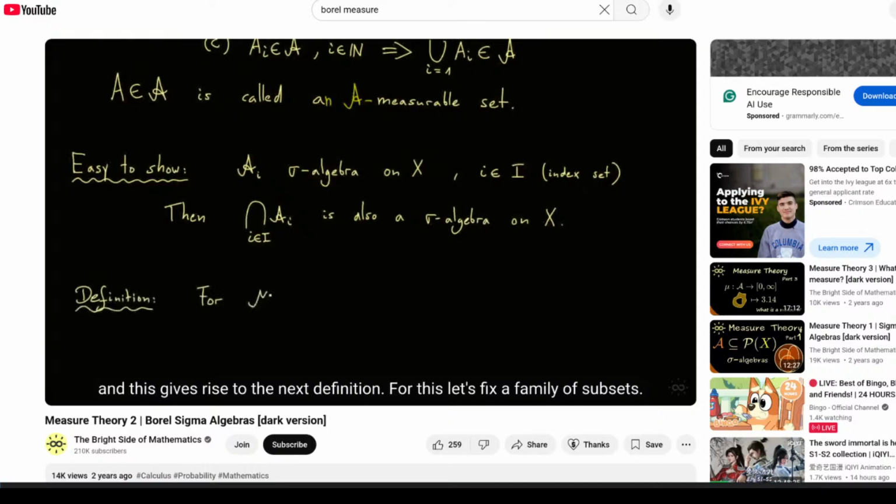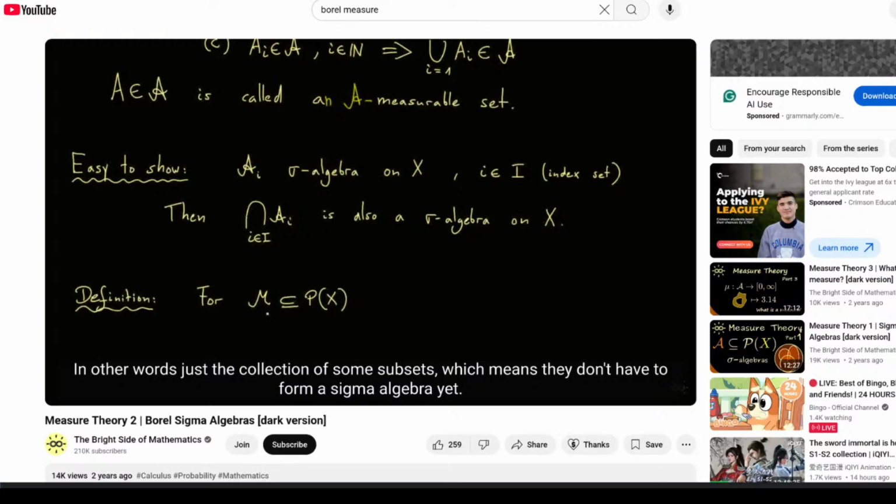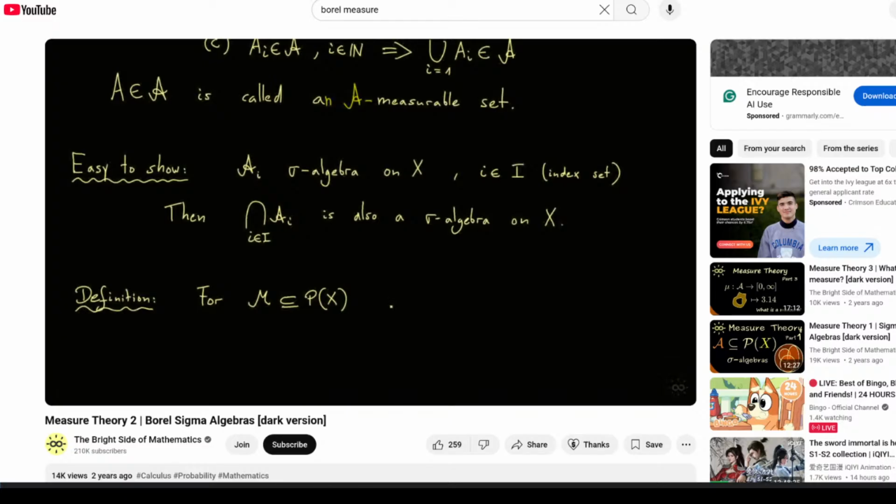For this, let's fix a family of subsets. So we have a subset of the power set of a given set. In other words, just a collection of some subsets, which means they don't have to form a sigma algebra yet.